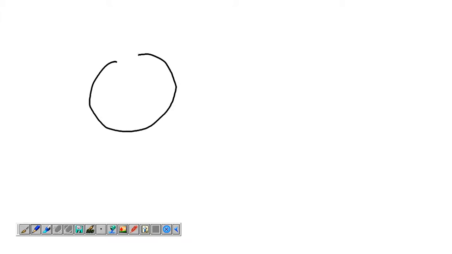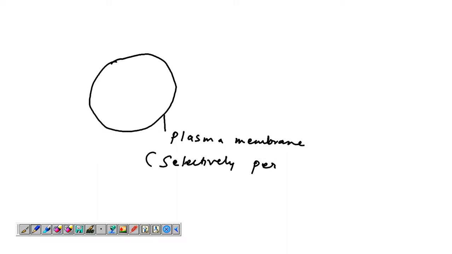We have a cell, and this is the plasma membrane, the semi-permeable membrane. So this is a very thin layer outside the cell, and this defines the shape of the cell and the size of the cell. Now this membrane, which is called plasma membrane, is also a selectively permeable membrane.